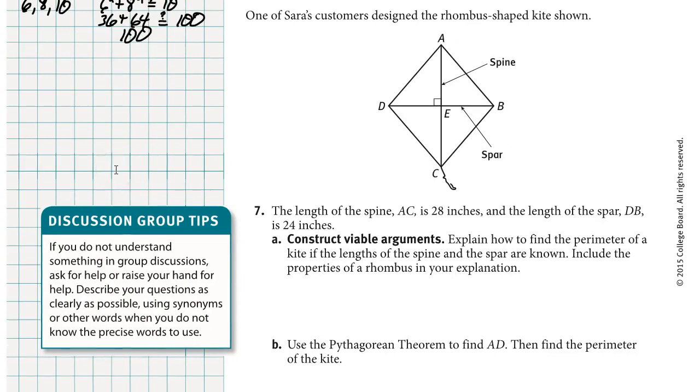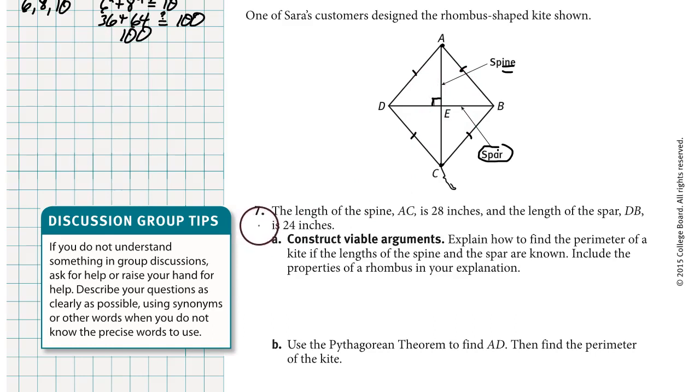One of Sarah's customers designed the rhombus-shaped kite shown. Because this is a rhombus, all four sides are congruent. I'm going to put these little marks on the four sides to show that they're all the same length. Here we have some additional vocabulary. Again, from this corner to this corner, that was called the spine. But then going across the center, the vocab word in kite building is that that's a spar. The diagonals of a rhombus are perpendicular, and so we have the 90-degree angle box. And notice that creates right triangles.